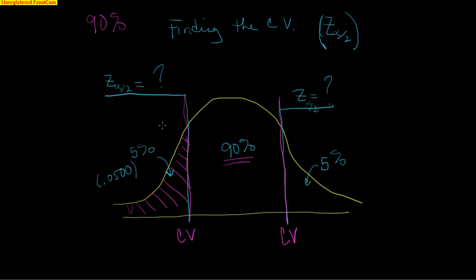Remember that if this area under the curve is 90%, or 0.9000, then the two remaining parts are 1 minus 0.9, which equals 0.1 or 10%. So half of it is on this side, 5%, and the other half is on this side, 5%. And that 5% can be written as 0.0500. We'll write it as a decimal so we can use it to look at our z-table. And again, we're going to use this negative side because our z-table always gives us values to the left.